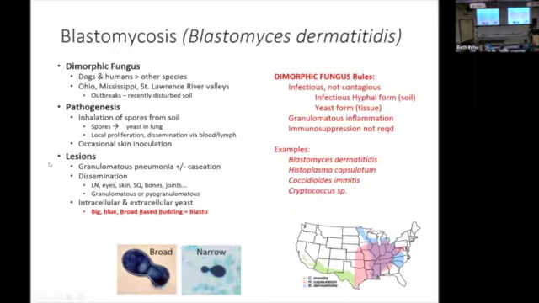So Blasto, the key that differentiates it from some of these other guys is the broad-based budding. Their yeast reproduce by budding off of each other. This is a broad base, so it's basically the width between the two that are dividing. This is a narrow base. So Blasto is broad. It looks like peanuts, basically. So big, blue, broad base budding, that's Blasto.